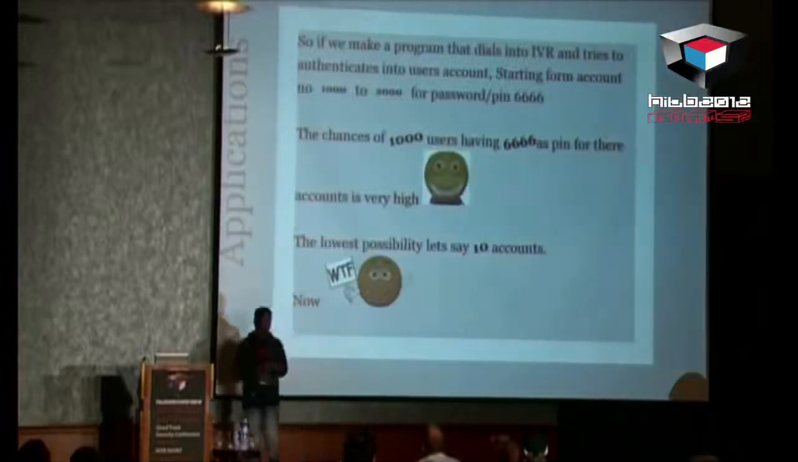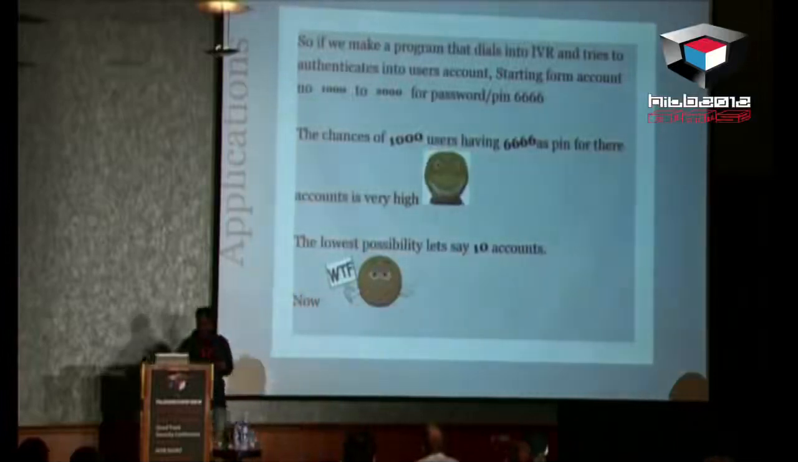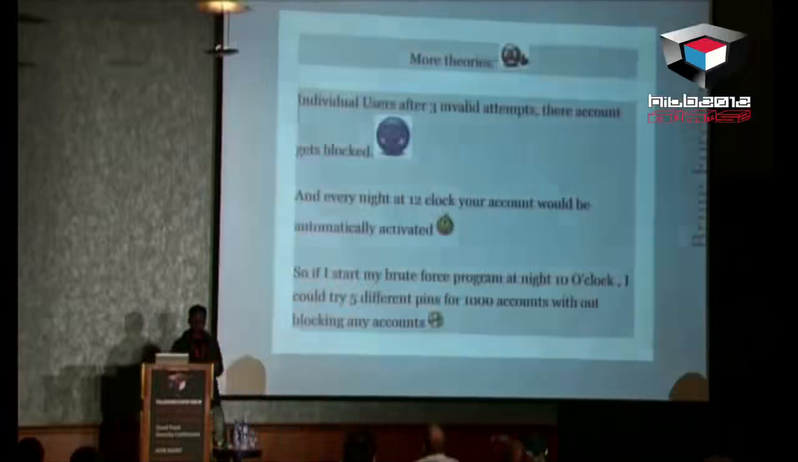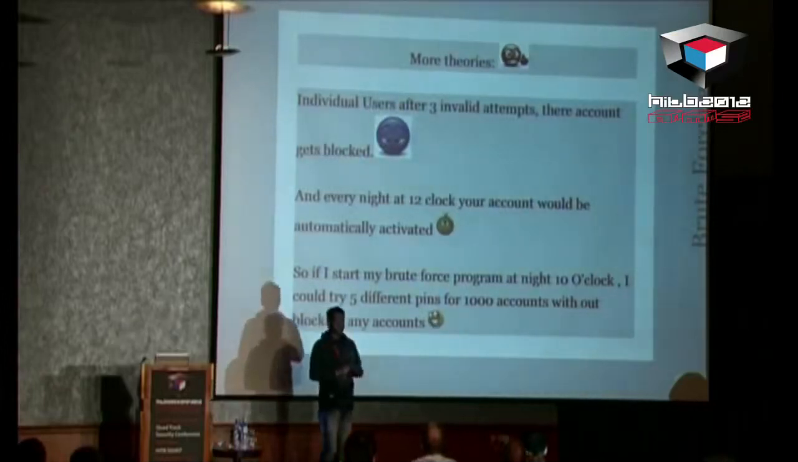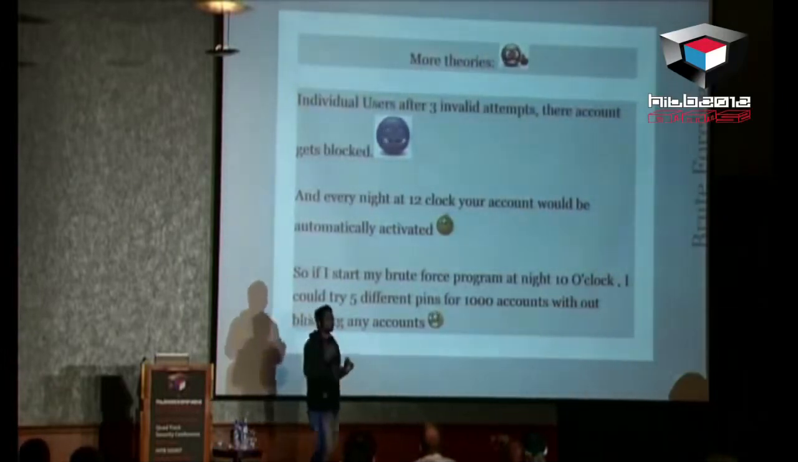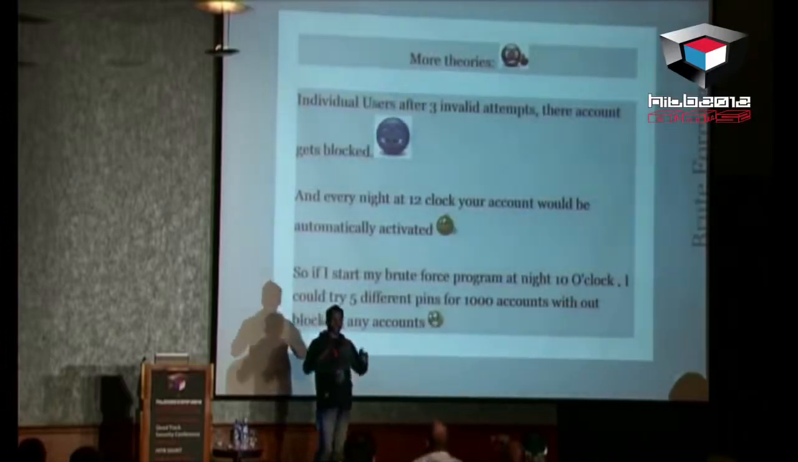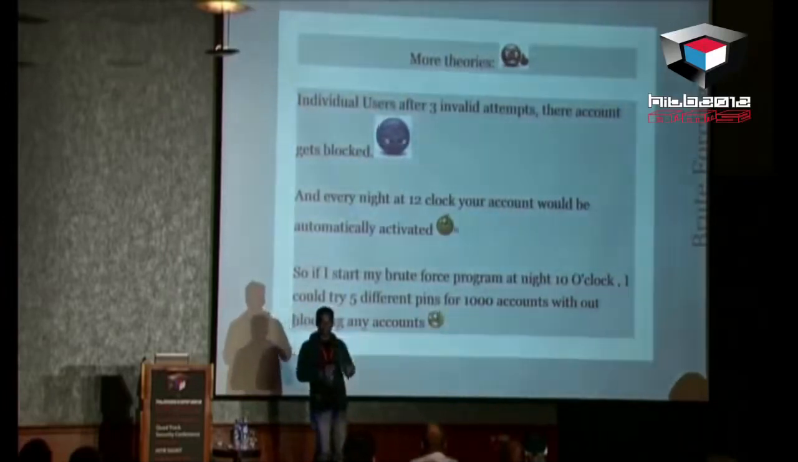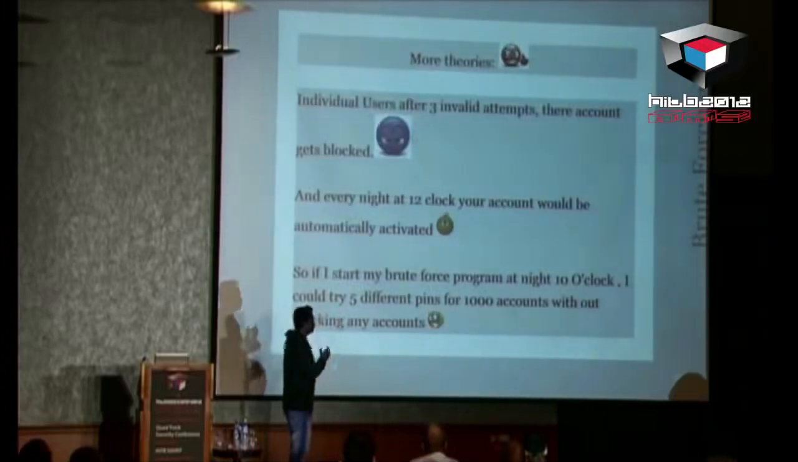So let's say the lowest possibility be 10 accounts. So I just made a quick program and there was this very funny logic bug. If we made 3 invalid attempts to log into the system, it would block the account. But every night at 12 o'clock, the accounts would be reactivated. So it was not a time gap, it was a specific time. So if the accounts are blocked, at 12 o'clock at midnight they are reactivated. So this gives us more opportunity.